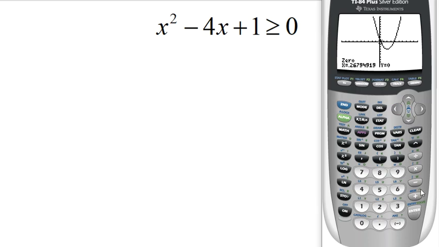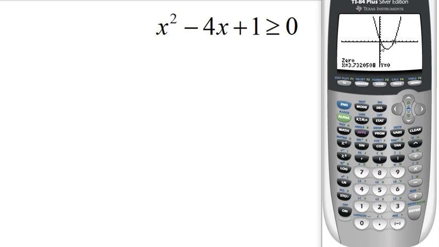I don't really like that, but okay, I could write that down, 0.2679. Let me find the other one real quick. So second trace again, go down to zero, and then again, click anywhere to the left this time. Left would be to the left of the second 0 I'm looking for. Anywhere to the right, and then guess somewhere at that middle point. Okay, so 3.7321, if I round that correctly. Okay, but those are approximate answers. So if the directions say to give decimals, well, then I guess you're okay with those answers.